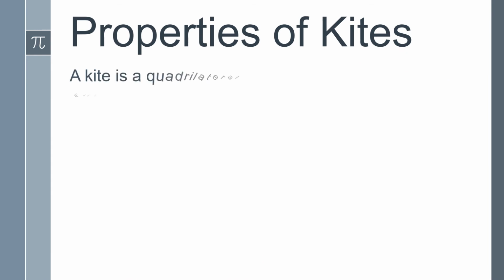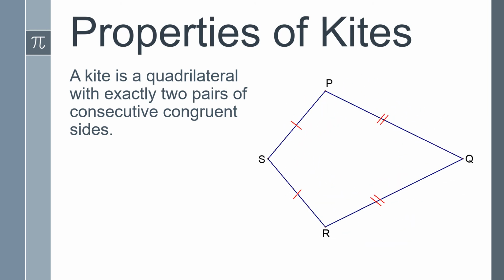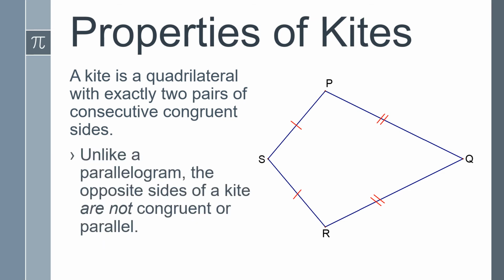Okay, kites, properties of. A kite is a quadrilateral with exactly two pairs of consecutive congruent sides. So in this case, we would see that segment SP is congruent to segment SR, but they're not congruent to segment PQ, which is congruent to segment QR. All right, so unlike a parallelogram, the opposite sides of a kite are not congruent or parallel.